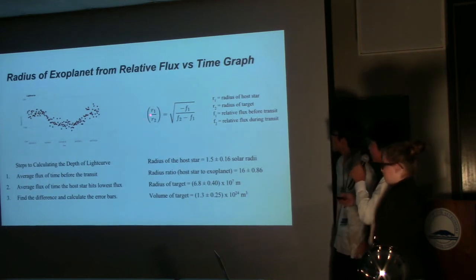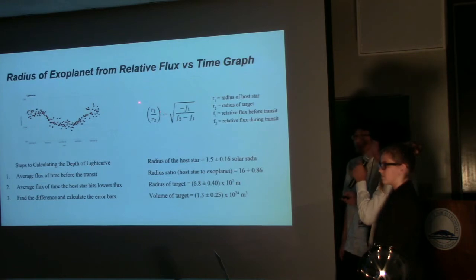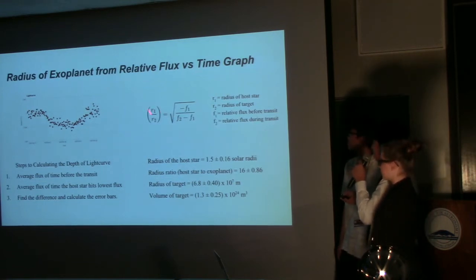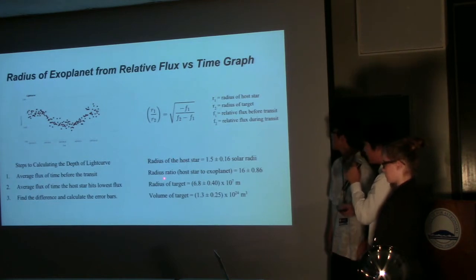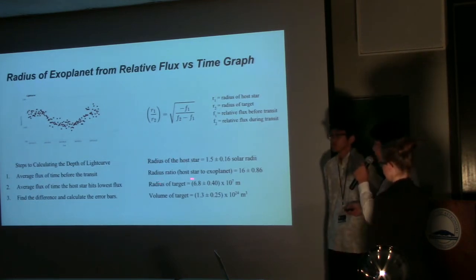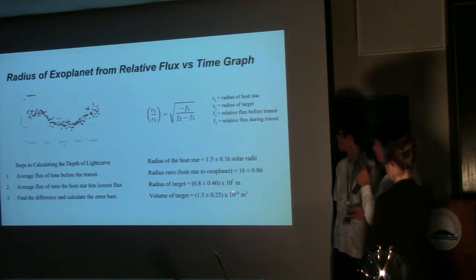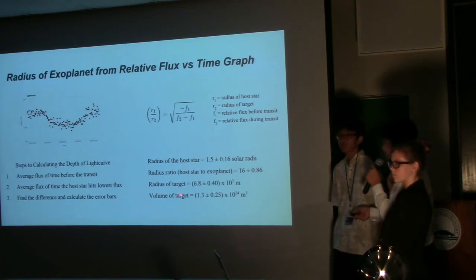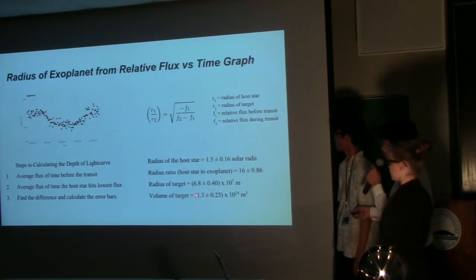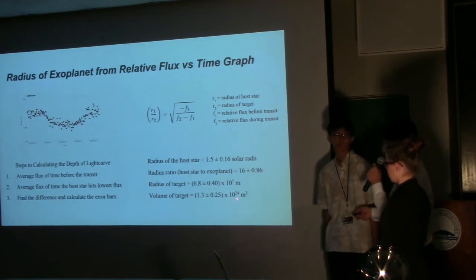So here we constructed a formula based off of geometry, where we found the ratio between the radius of the host star and the radius of the target to the relative fluxes. And we found the radius of the target using this formula to be 6.8 plus or minus 0.40 times 10 to the 7th meters. And using the formula for the volume of a sphere, we were able to find that the volume was 1.3 plus or minus 0.25 times 10 to the 24th meters cubed.